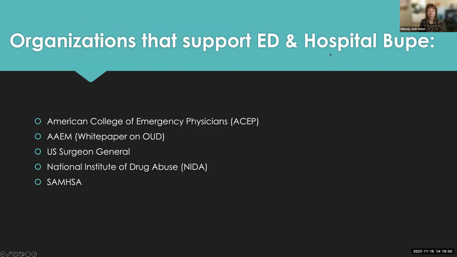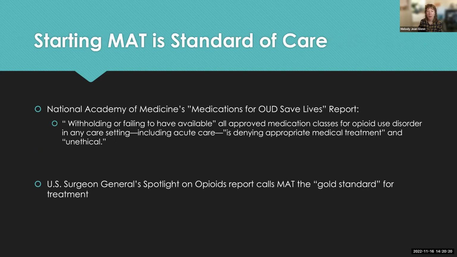And there are lots of organizations that support emergency department and hospital buprenorphine. There's the American College of Emergency Physicians, AAEM has a great white paper on it. The US Surgeon General mentions this in their 2018 report. The National Institute on Drug Abuse, SAMHSA. I looked for guidelines from AAFP and Society of Hospital Medicine, and although I did not find clear consensus statements, they do have lots of resources available that support ED MAT. And I would argue it's a standard of care. Standard of care is just when we're treating people with diabetes, we give the medications for that. When we're treating people with opioid use disorder, we should also offer the treatment.